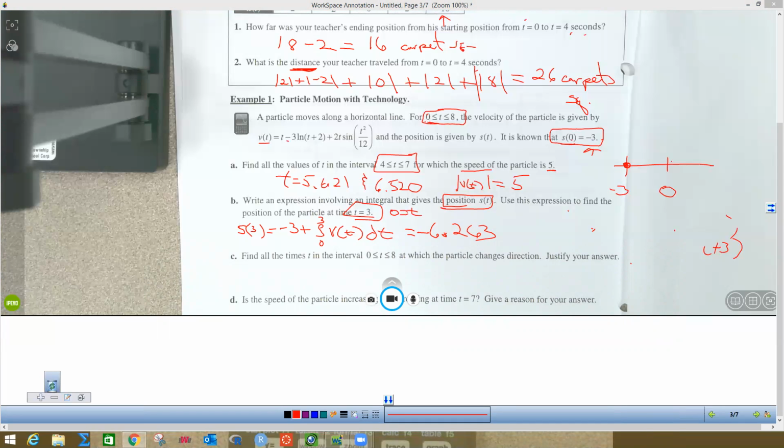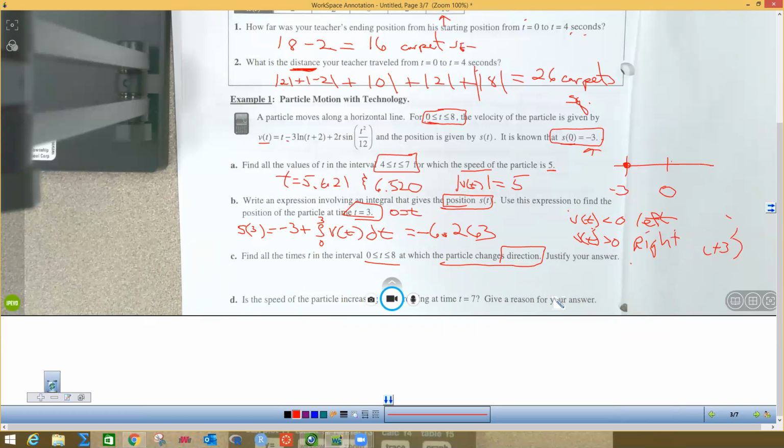All right, now part C says find all times in the interval from 0 to 8 that the particle changes directions. So I'm going to have to change my window. Now that's velocity. So we're supposed to know when velocity is less than 0. Remember, this is moving horizontally. It's moving left. The particle is moving left. And when v of t is greater than 0, the particle is moving to the right.